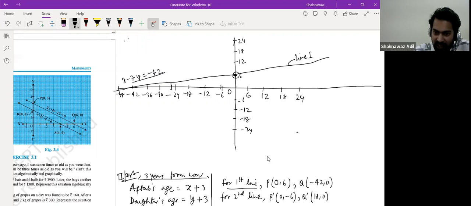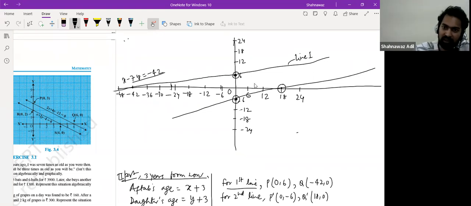And what is the second line? It is 0, minus 6 and 18, 0. So this one, right? So this looks like a parallel line, right? Yes, sir. So what was the equation of this line? x minus 3y equals 18.